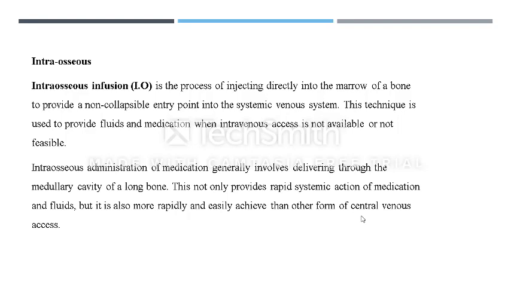This route of drug administration is opted for when there is difficulty in getting access to the veins on the body, in the case of, let's say, burns and hypovolemic shock. In these situations doctors usually go for intraosseous infusion. So this not only provides rapid systemic action of medication or fluid, but it is also more rapidly and easily achieved than other forms of central venous access.